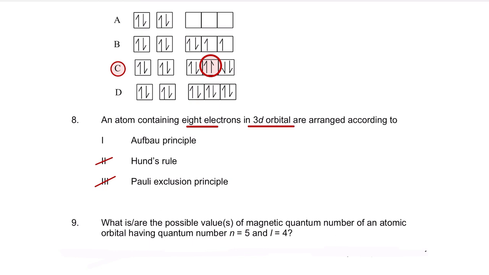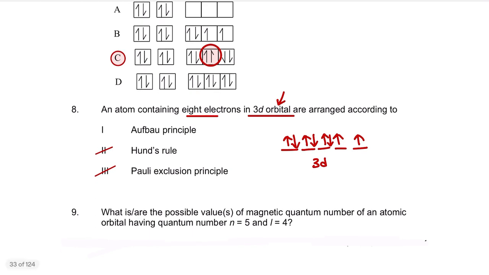Next, how do we arrange 8 electrons in a 3d orbital? So our focus here is on a 3d orbital. So we have 5 platforms and 8 electrons. First, we have to use Hund's rule, and next we have to use Pauli's exclusion principle. It's not the Aufbau principle because we are only focusing on one orbital over here.